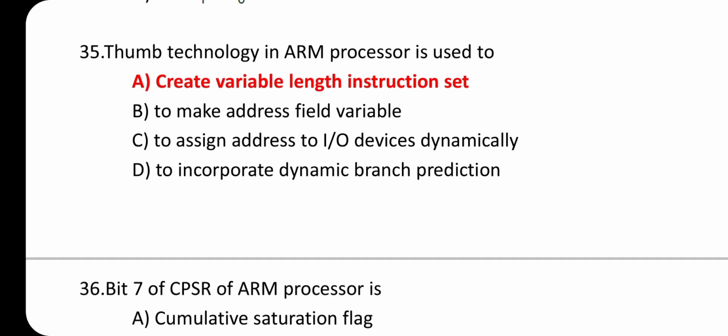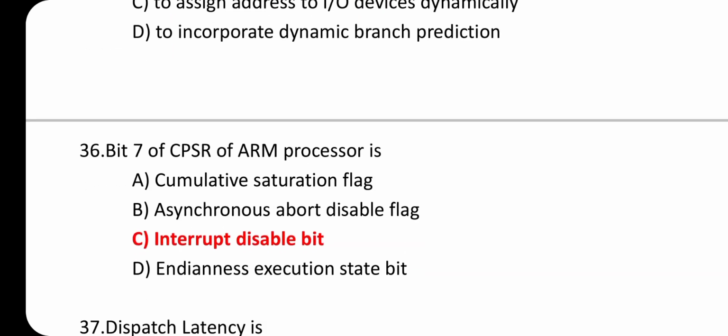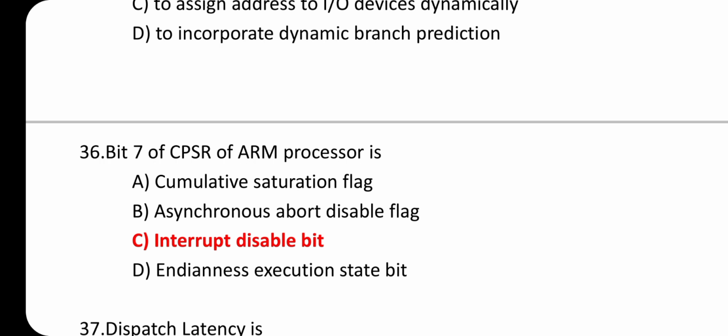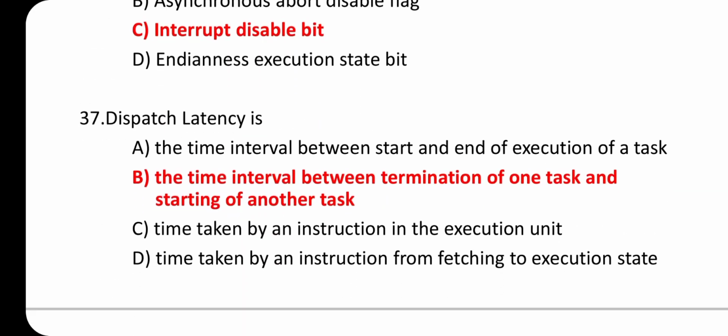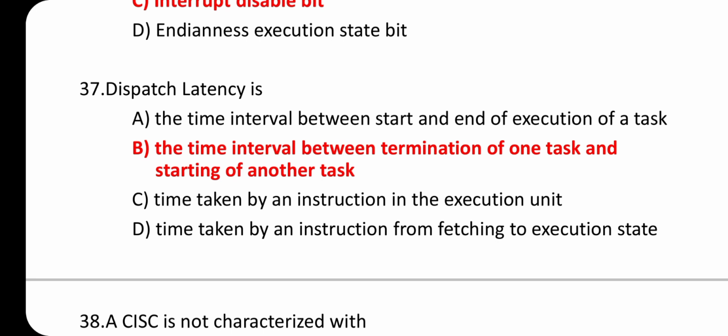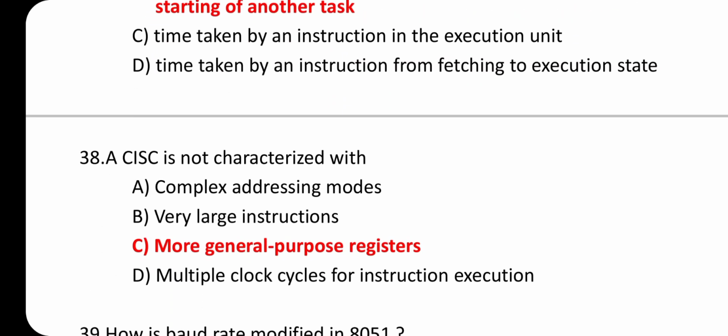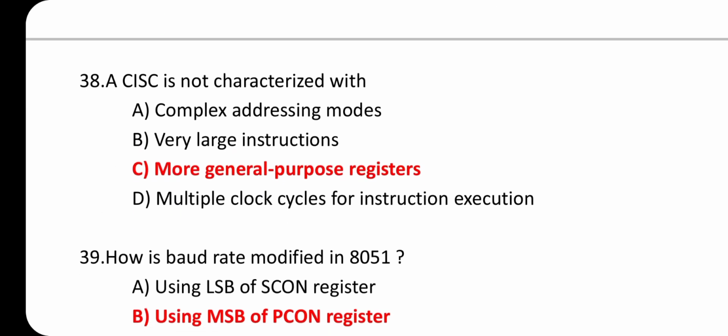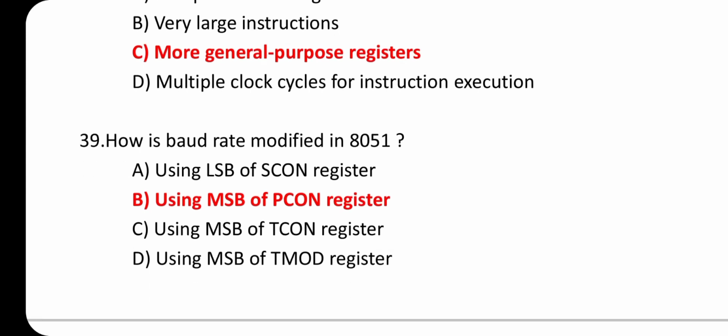Thumb technology in ARM processor is used to create variable length instruction set. Option A. Bit 7 of CPSR of ARM processor is option C, interrupt disable bit. Dispatch latency is the time interval between termination of one task and the starting of another task. Option B. A CISC is not characterized with option C, more general purpose registers.